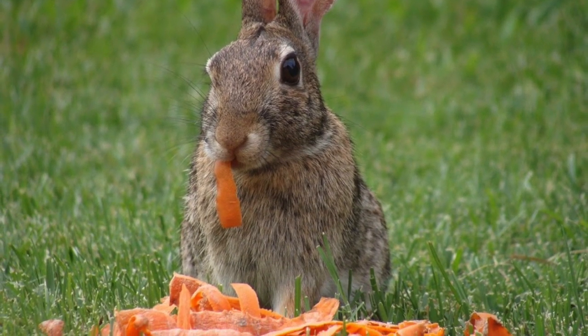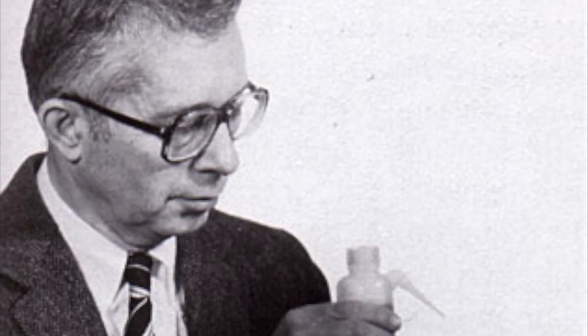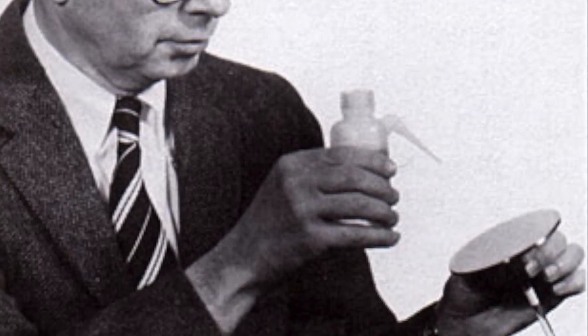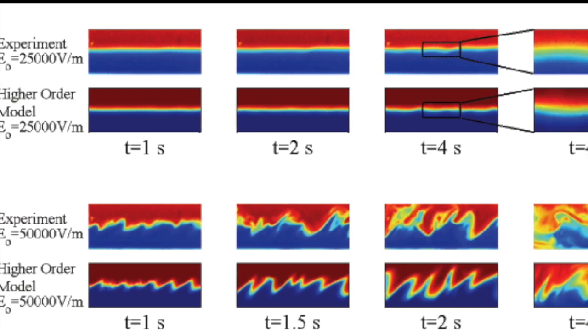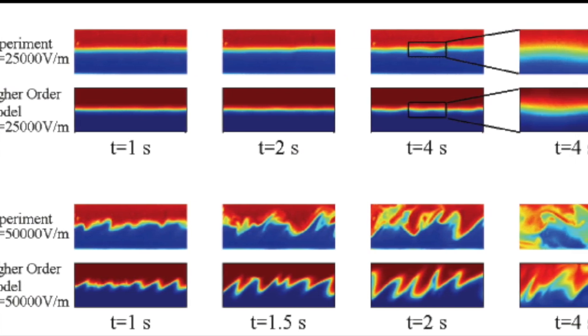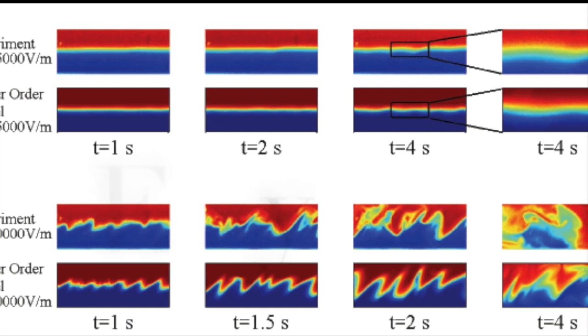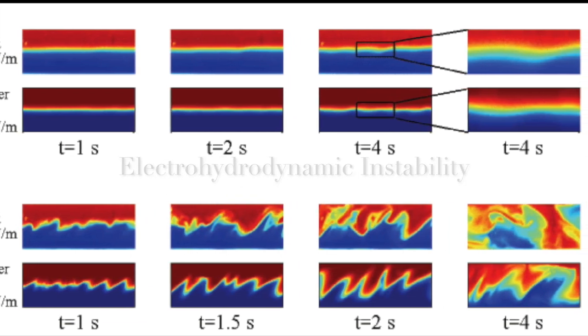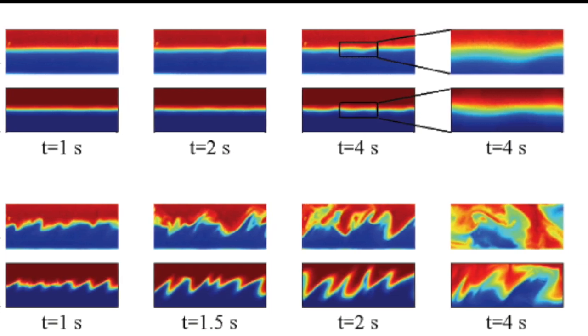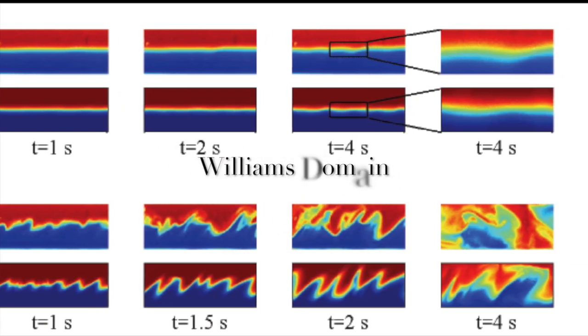Less than 100 years later, Richard Williams, by applying a voltage, managed to create a variety of specific stripe patterns in a thin layer of liquid crystal material. The researcher's 1962 discovery is understood to be the result of electrohydrodynamic instability within the liquid crystal. Today, that effect is known as Williams' domain.